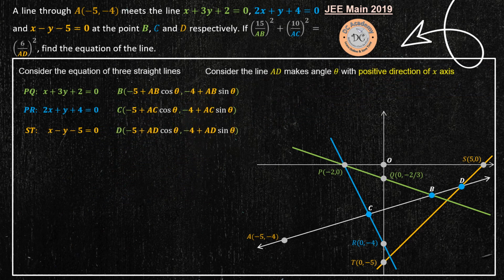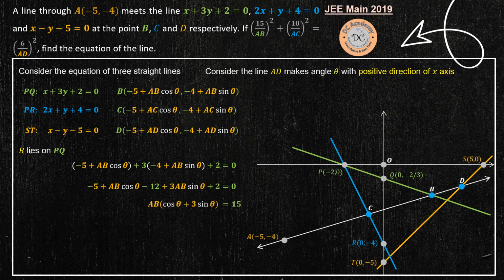B is a point on the line PQ. So therefore, if I substitute X equal to minus 5 plus AB cos theta, Y equal to minus 4 plus AB sin theta, the equation will be satisfied. So just put it. Now see, if I calculate, with basic arithmetic we get 15 by AB is equal to cos theta plus 3 sine theta. Now, why do we need 15 by AB? Because that's the term provided in this particular problem. That's why we calculate 15 by AB.